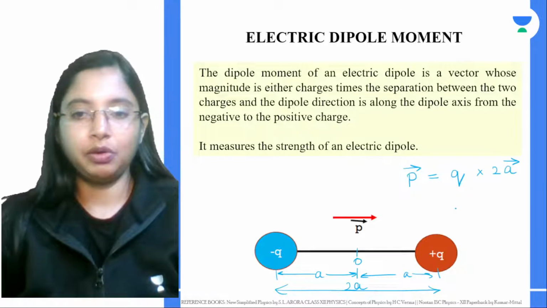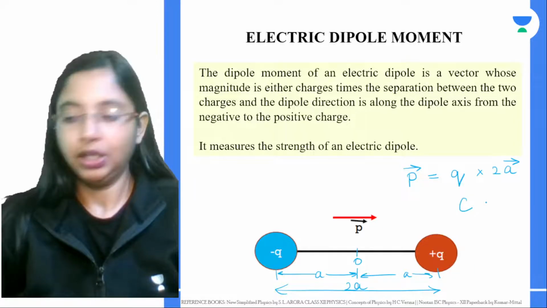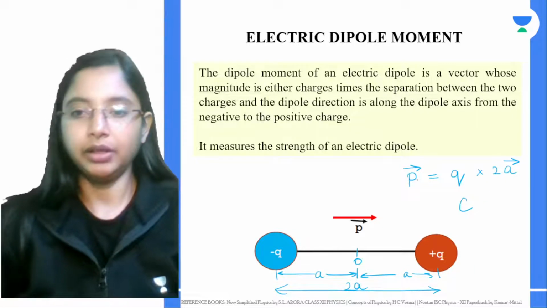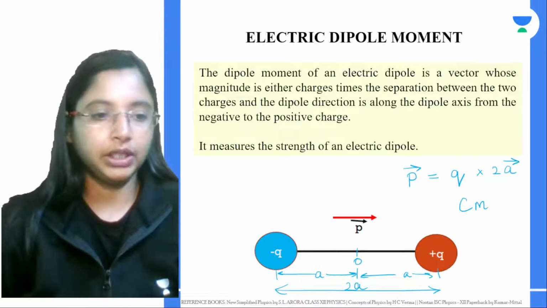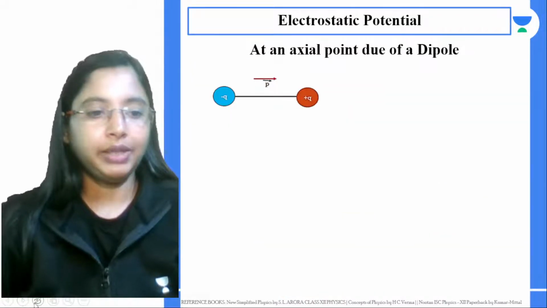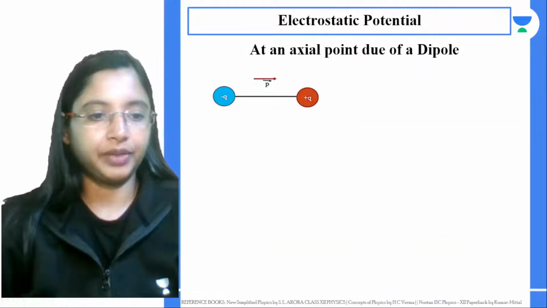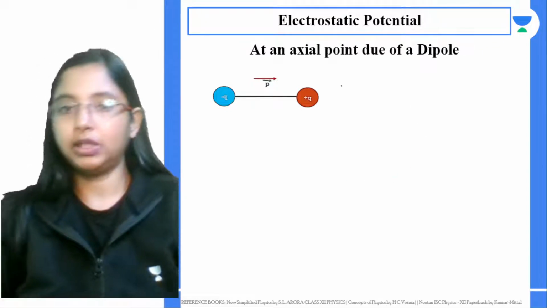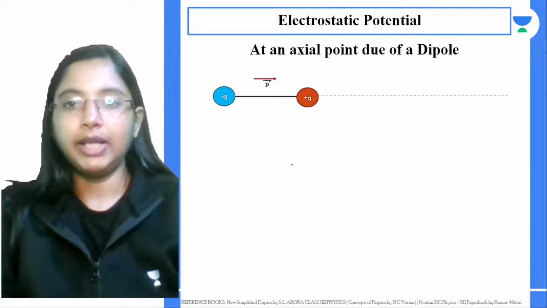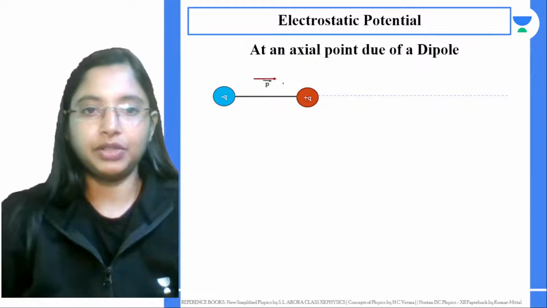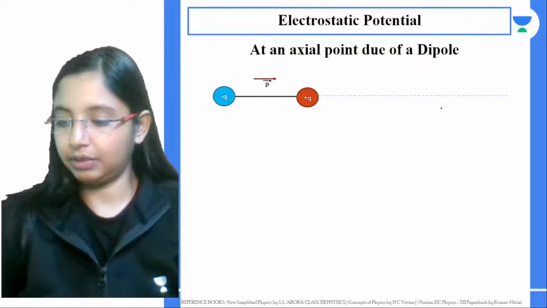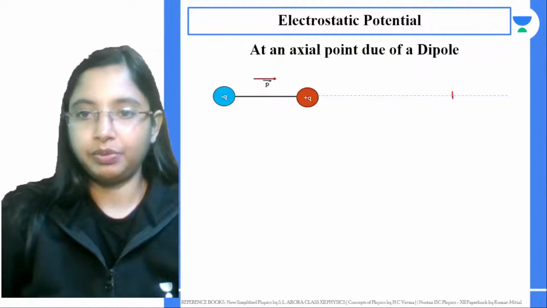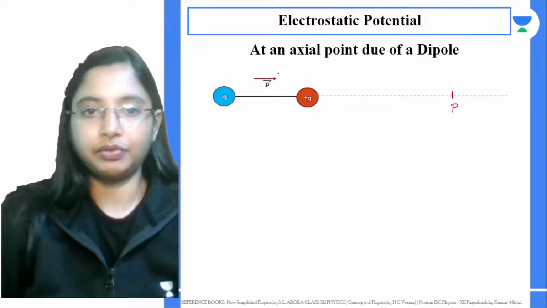The unit of the dipole moment will be coulomb into meter, coulomb meter, that is its unit. So, what will be the electric potential at a point on the dipole, on the axial line? Because of these electric field lines, let's say I take a point P over here, what will be the potential because of this electric dipole?